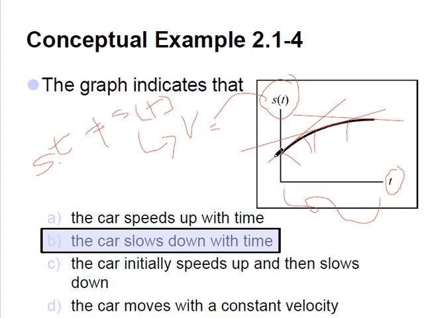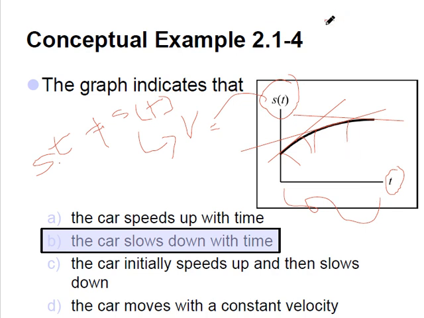So the speed is speeding up, then your speed is slowing down, and then your speed is slowing even more than it was before. So the car is slowing down with time. Don't confuse that time and this time. This time is already accounted for, because we're looking at the velocity graph over time.